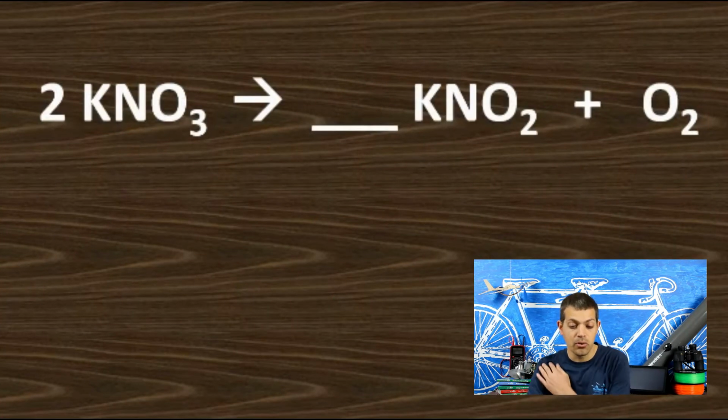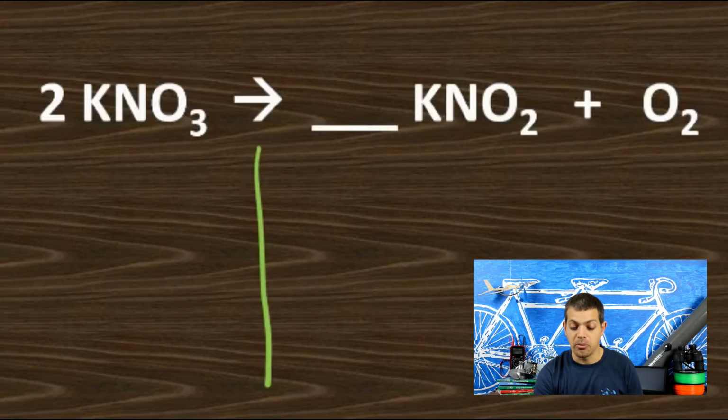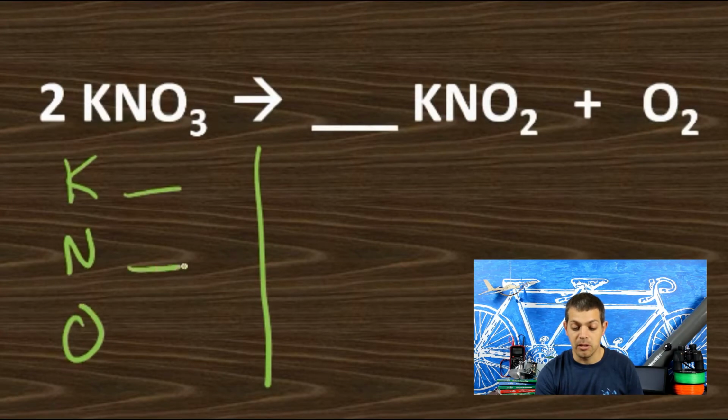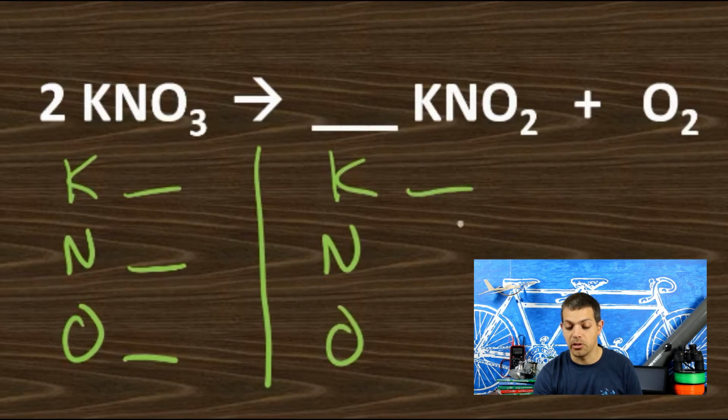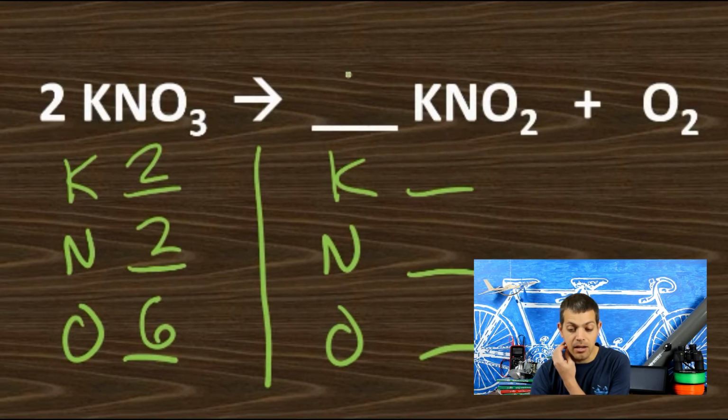Okay, here I have 2 KNO3 yields a blank KNO2 plus O2. Now this gets a little tricky, and the reason for it is oxygen on the right-hand side, on the product side, is actually listed twice. So go ahead and write the elements down. Potassium, nitrogen, oxygen. We have those 3 on the right-hand side. Okay, so I have 2 potassium, I have 2 nitrogen from that coefficient, and now I have 2 O3, so I have 6 oxygen on the left-hand side, right?